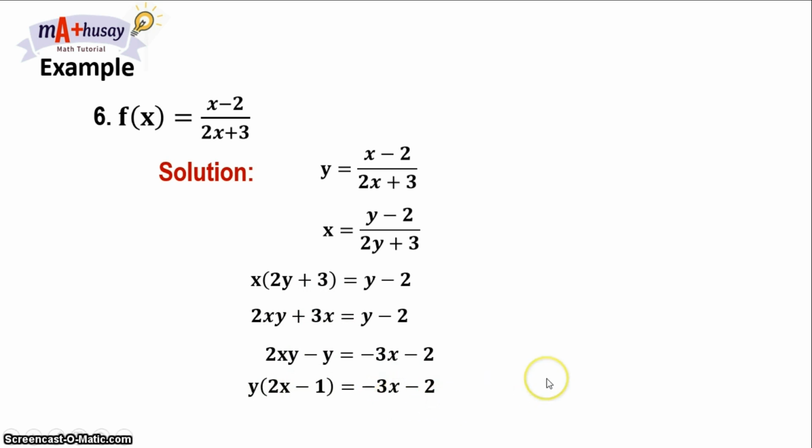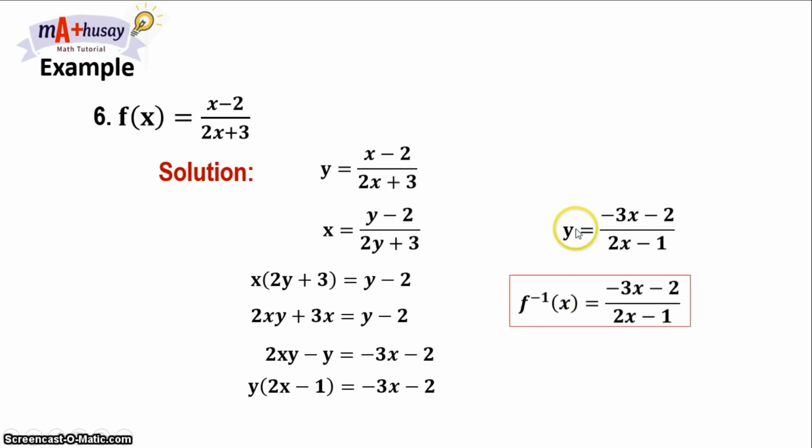So, solving for y, dividing both sides of the equation by 2x minus 1, ang y natin will be equal to negative 3x minus 2 all over 2x minus 1. So, ang inverse ng function na f of x equals x minus 2 all over 2x plus 3 ay negative 3x minus 2 all over 2x minus 1. Klaro?